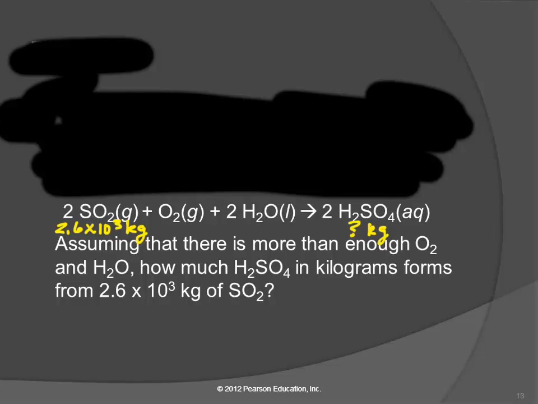Okay, so let's think about this. Our map is grams to moles to moles to grams. If we've got kilograms, then we could start with kilograms and convert to grams, right? And then at the end we can convert from grams back to kilograms. Well, there are different ways we can think about this, and I'm just going to think through a couple of these ways with you.